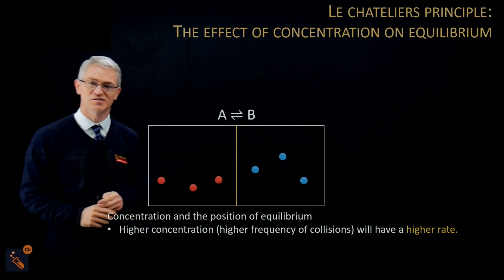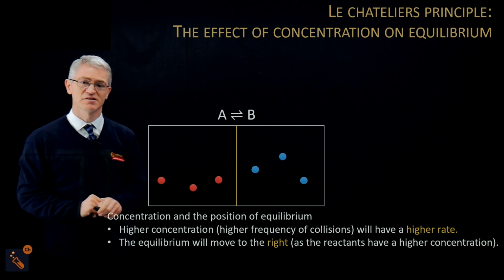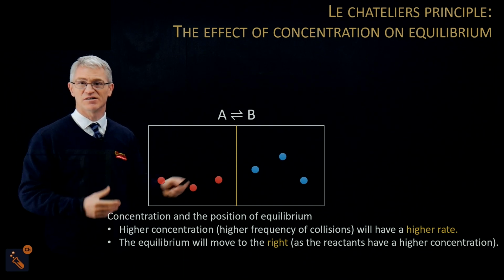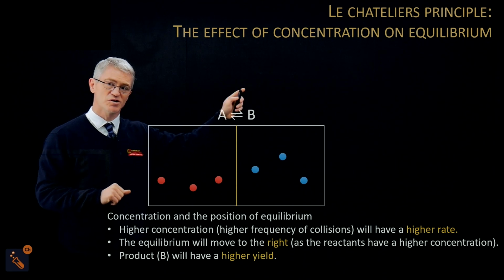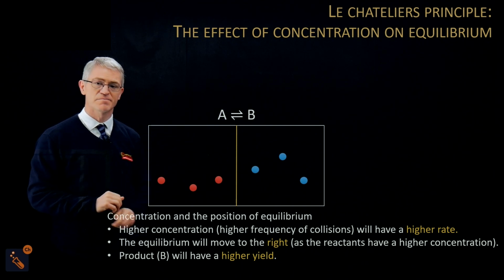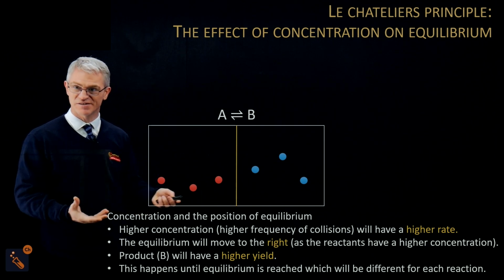And in this simple example, you can see it makes sense. There's 3 moles per decimetre cubed of each. So the equilibrium has moved to the right, as the reactants have a higher concentration, and it means you have a higher yield. Yield is always referred to as the one on the right, as the product. Now, this happens until the equilibrium is reached and will be different for each reactant.